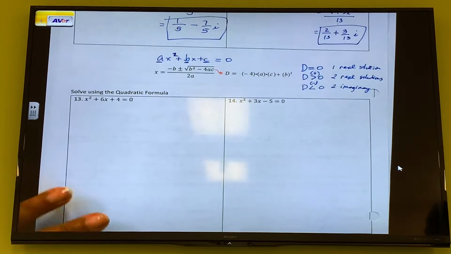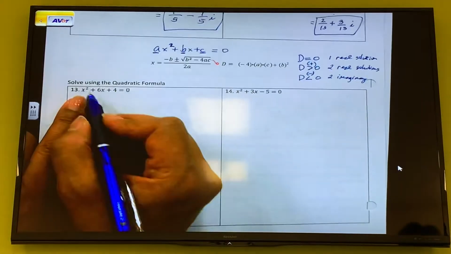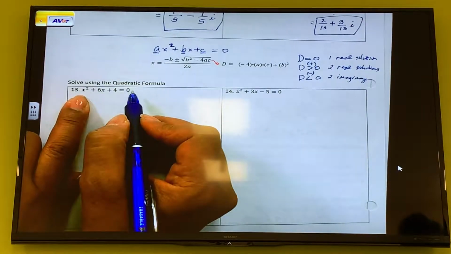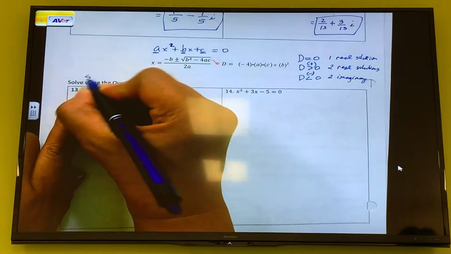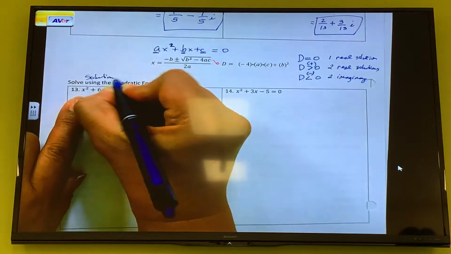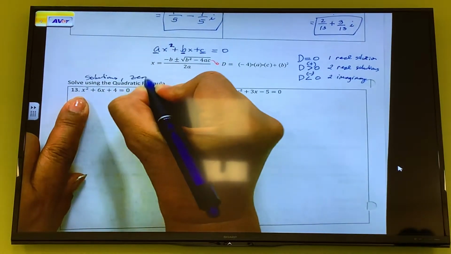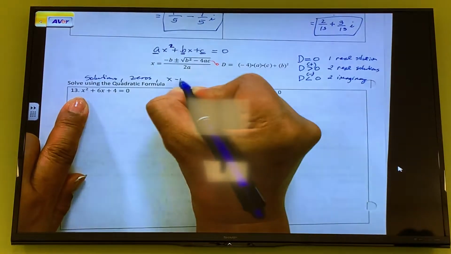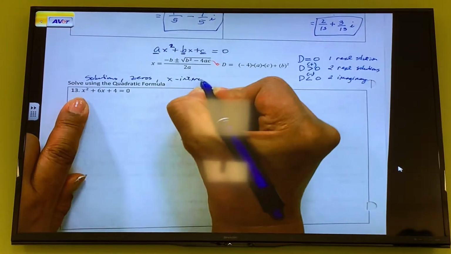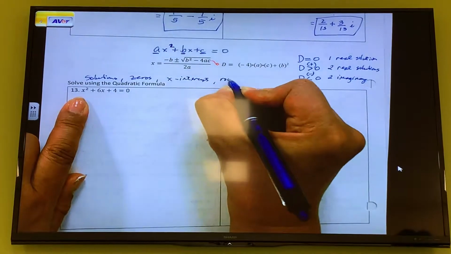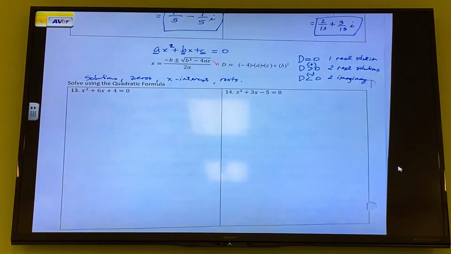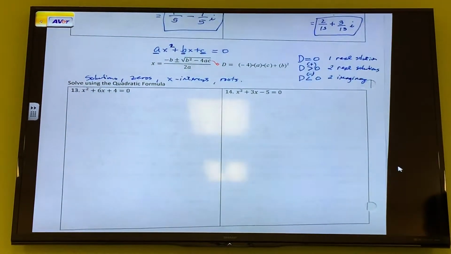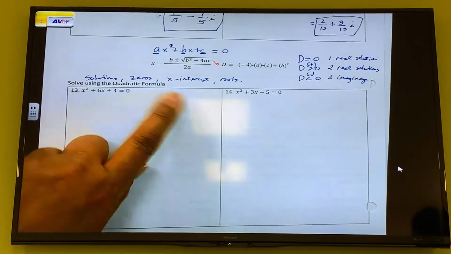Review how to solve using the quadratic formula. We're solving for x's, which are called solutions. They are also called zeros, x-intercepts, and roots. They're all the same. That's why when we graph, they are on the x-axis, because they're the x-intercepts.